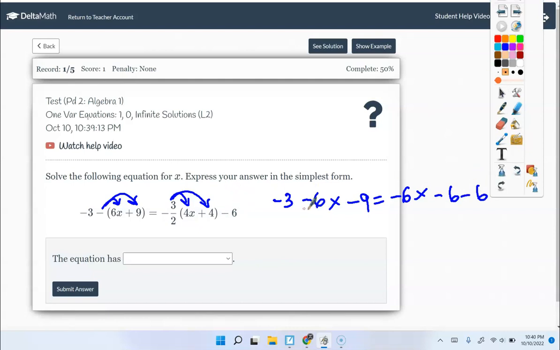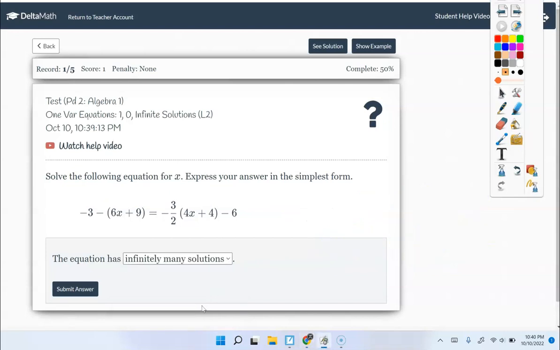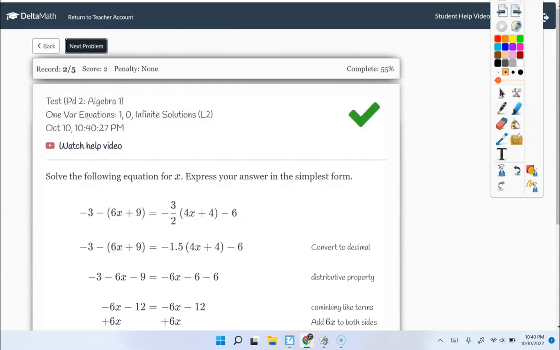So combine here, we're going to get -6x minus 12 equals -6x minus 12. Are you paying attention? Do you see it already? Matching x's and matching constants, matching x's and matching constants. That's infinitely many solutions. Alright, that should be enough to get you going. Good luck.